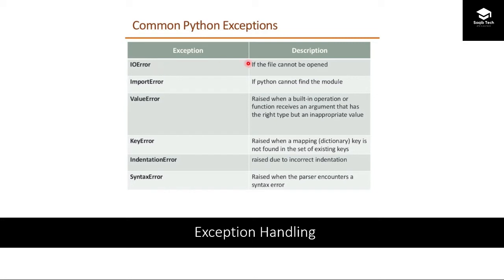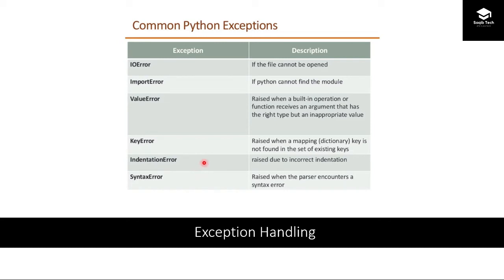IOError happens if the file cannot be opened; we will be looking at file handling. ImportError happens if we are importing some module; this will also be discussed in a further lecture. Look at these two. ValueError will give an error when I am giving a wrong value. For example, I am getting an integer from the user, but the user enters a string. So I can handle this type of error using the ValueError exception. KeyError occurs when a key is not found, for example in a dictionary. If the key is not found, it will give a KeyError. If we want to handle this, I can use KeyError.